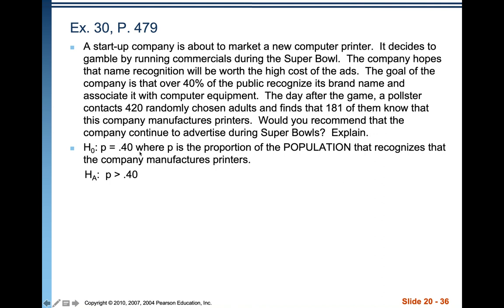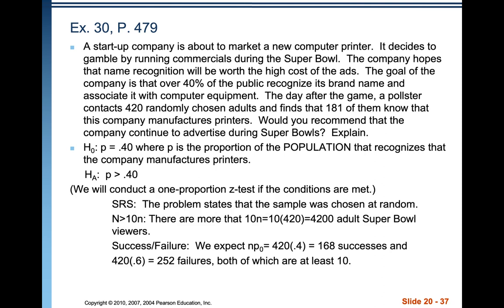You want to get credit for knowing what the parameter is. So you want to define what p is, where p is the proportion of the population, or you could just put the true proportion, that recognizes that the company manufactures printers. We will conduct a one proportion z-test if the conditions are met. So we need to check for simple random sample, the 10% condition, and success-failure.